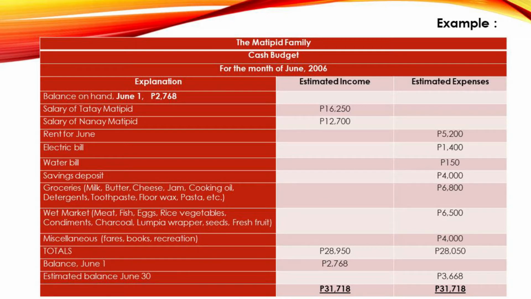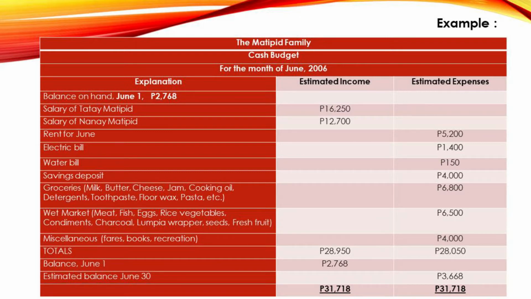Wet market like meat, fish, eggs, rice, vegetable, condiments, charcoal, lumpia, wrappers, seeds, fresh fruits na ating binayaran ay nagkakahalagang 6,500 pesos na nakalagay sa estimated expenses. Miscellaneous fee like fare, books, recreation na ating binayaran ay 4,000 pesos na nakalagay sa estimated expenses. Kung mapapansin nyo class, lahat po ay estimated value lang po.